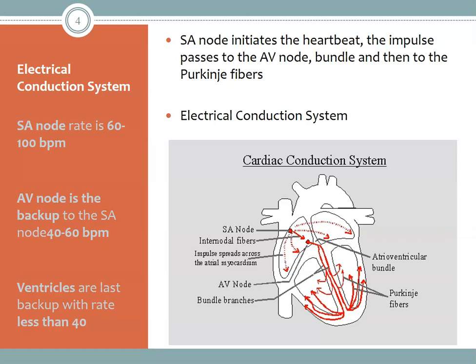So again, we have the SA node. Its normal rate is 60 to 100 beats per minute. The next node is the AV node, which is 40 to 60 beats per minute. And lastly, the ventricles work at less than 40 beats per minute.